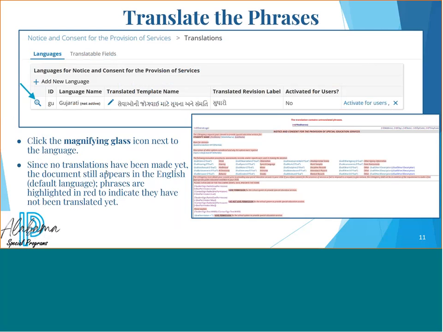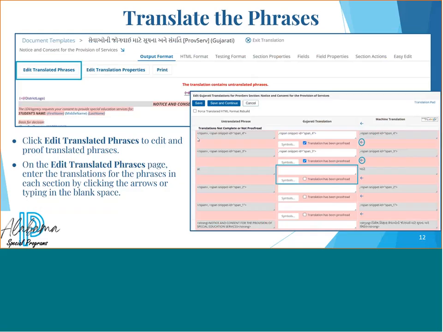All right, so the next step is we're going to click this magnifying glass next to the language. And when we click that, we're going to get a screen that looks like this. And you can see all the pink spots, or the red, indicate that they have not been translated yet. So keep that in mind. So when we go on and we look at the top of that page, it's going to say Edit Translated Phrases, and that's where we're going to click.